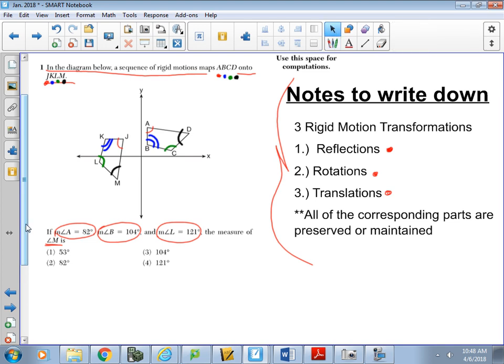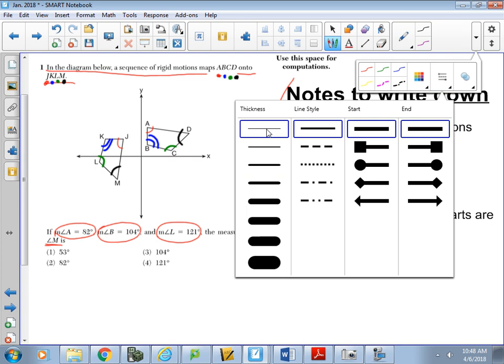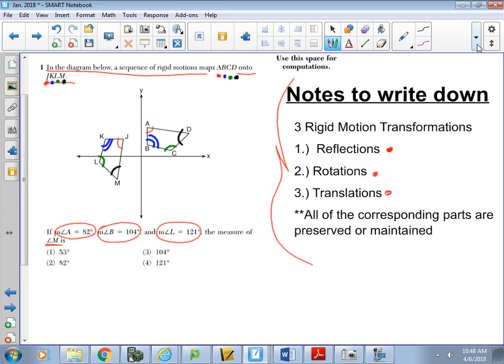Okay, so now they give you some information about the angles. They actually tell you what some of the angle measures are, and then we have to figure out angle M. They tell us that angle A is 82 degrees. Now I'm going to erase these. So I know A is 82. Well, if A is 82, that means J is 82. So I can put that here.